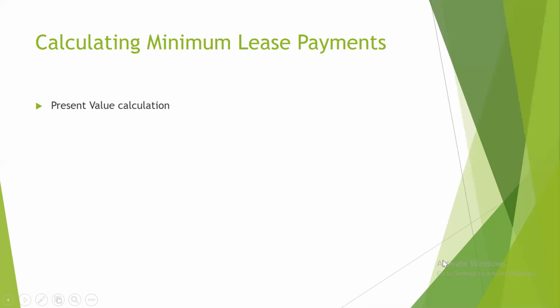All right, so to calculate the minimum lease payments, for criteria number 3, you need to compare the present value of the minimum lease payments to the fair value. In order to do that, we have to do our present value calculation, and then I'll explain what inputs go into it. There's something called a guaranteed and an unguaranteed residual value, which may affect your present value calculation.